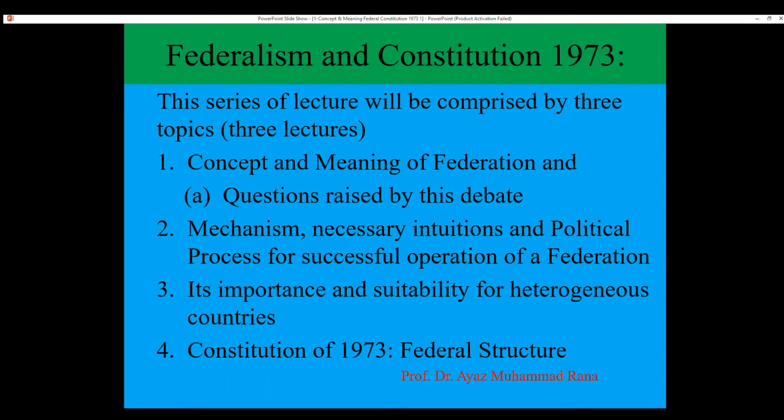First, concept and meaning of federation. Second, mechanism, necessary institutions, and political process for successful operation of a federation. Third, its importance and suitability for heterogeneous countries. And fourth, Constitution of 1973 and federal structure.